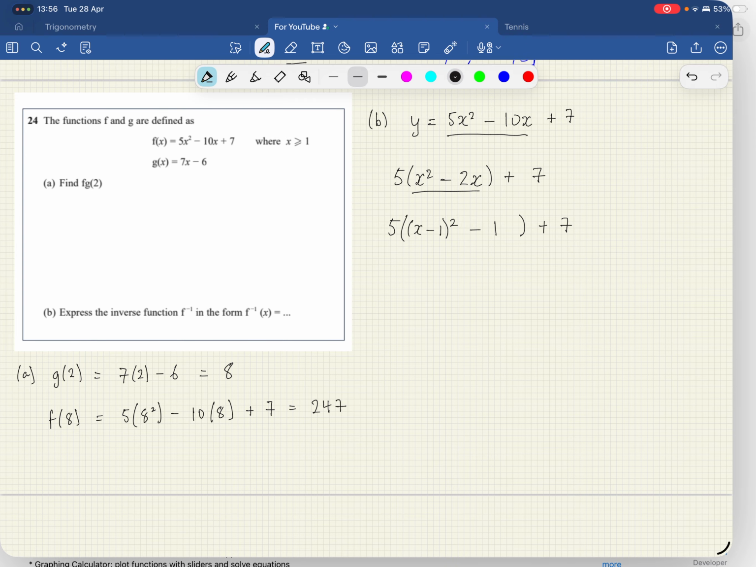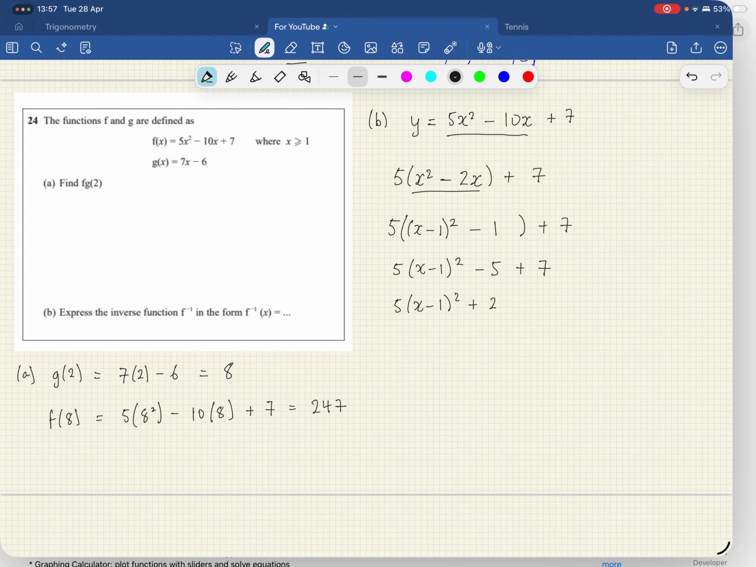All I'm now going to do is remove the outer set of brackets. 5 times x minus 1 squared. I've got to multiply this minus 1 by 5, and then outside the bracket I've got a plus 7. And just to simplify that, that gives me 5(x minus 1) squared plus 2. And that's the same quadratic, but written in completed square form.